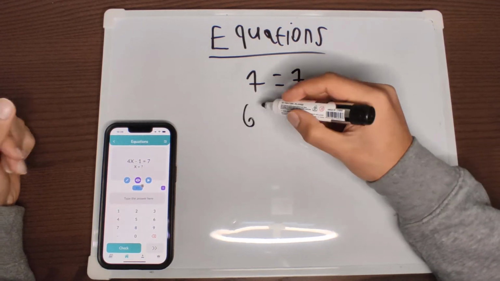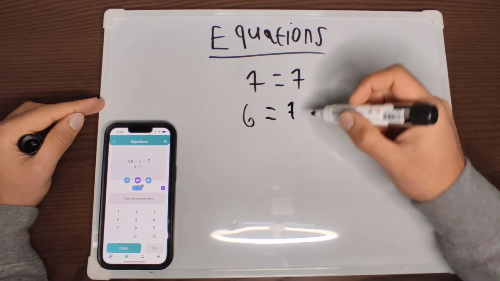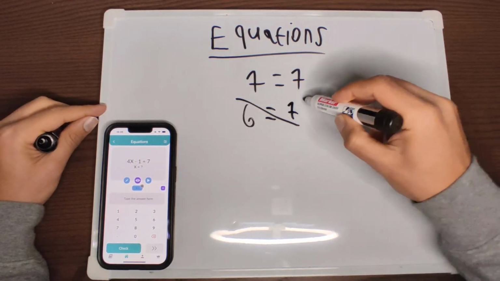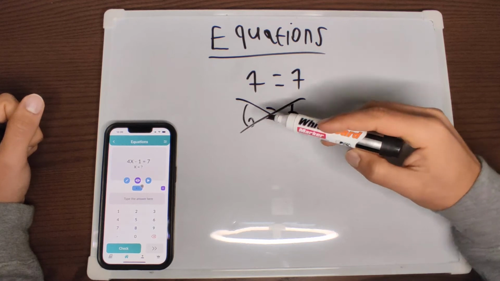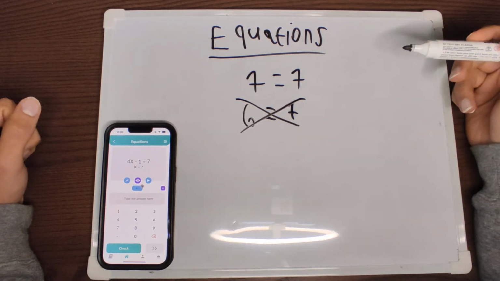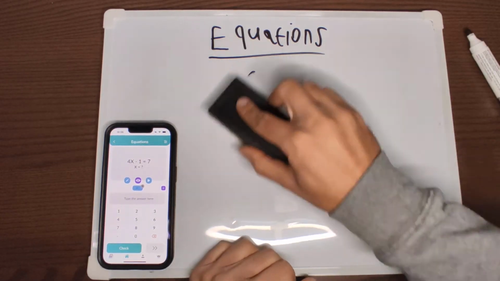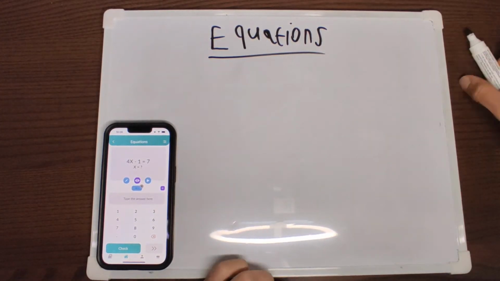Let's take another equation. 6 equals 7. This equation is not correct. This is not an equation. This is an inequation.